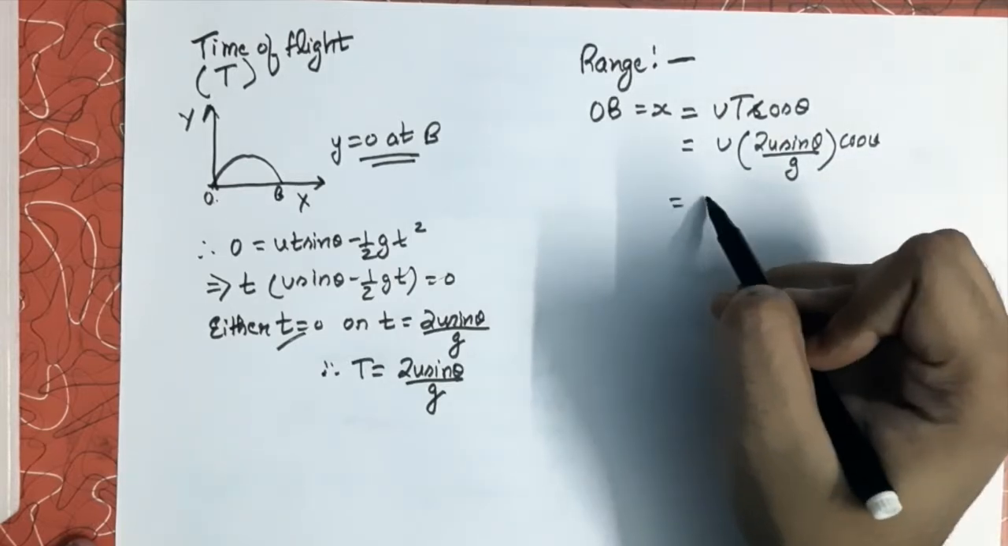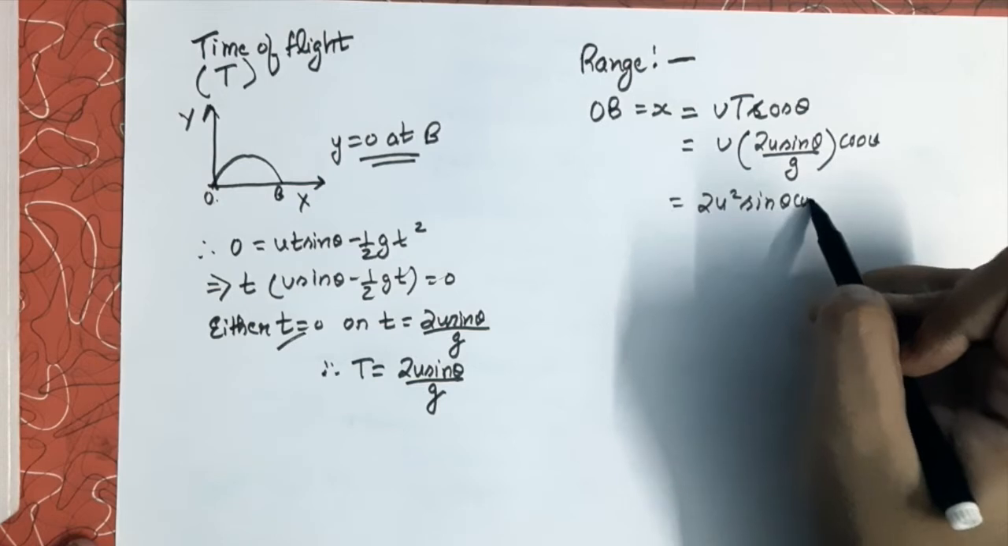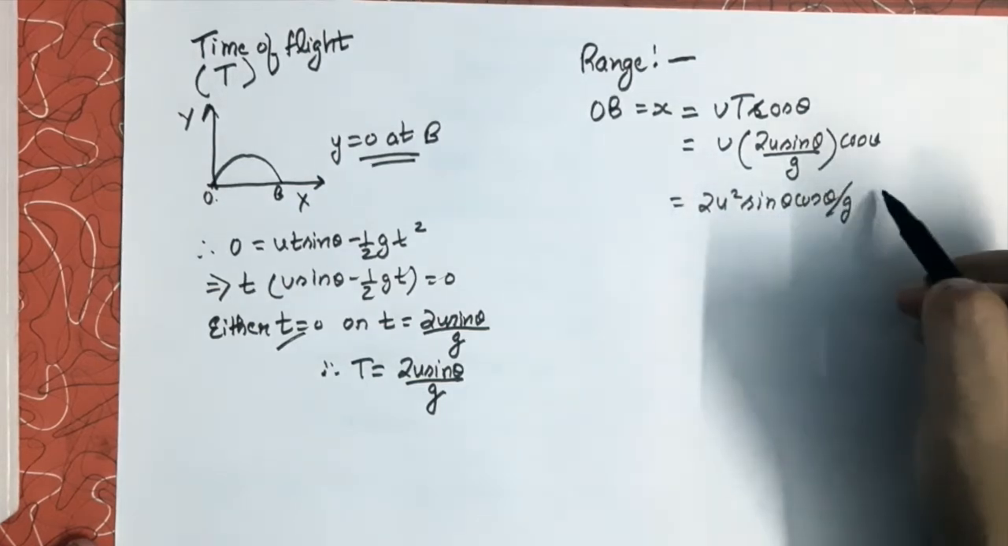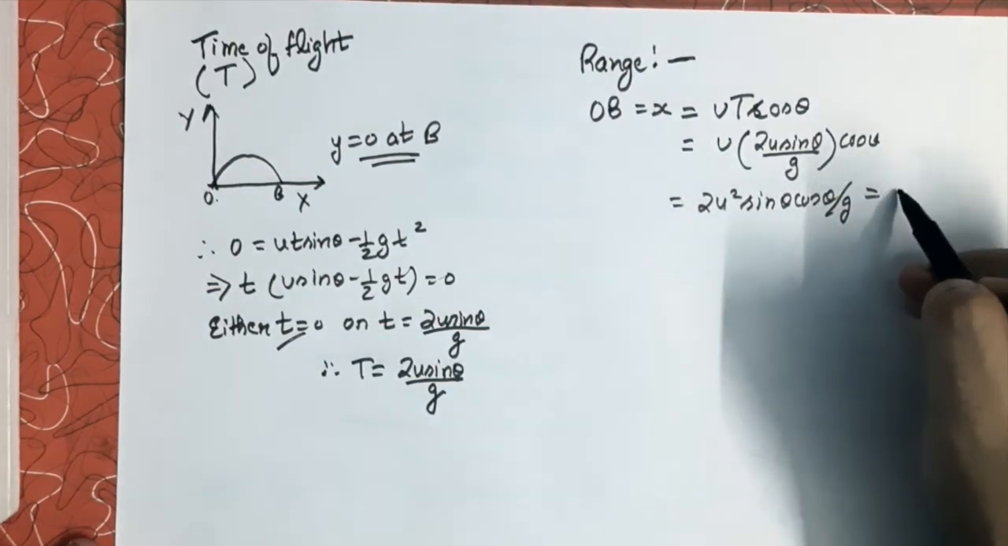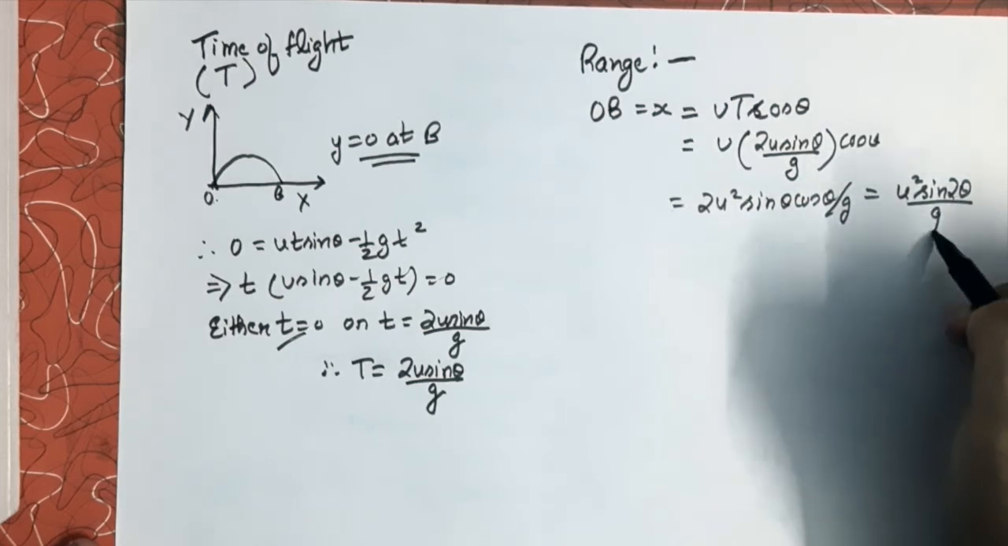So this will give 2u square sine theta into cos theta by g, or this is equal to u square sine 2 theta by g.